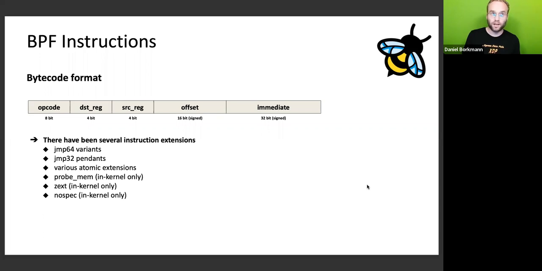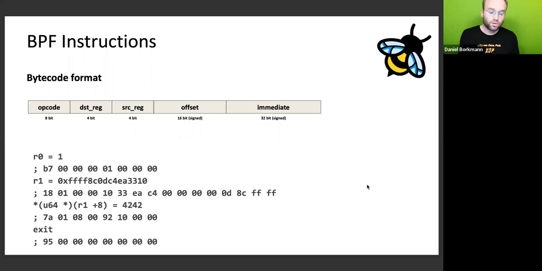where a load to memory, for example from some kernel structure, does not fault if there's an exception triggered. You have a zero extension instruction, which is inserted to help just-in-time compilers where there's no implicit zero extension. And there's also a no speculation instruction. For example, on x86, this will translate to an L-fence.